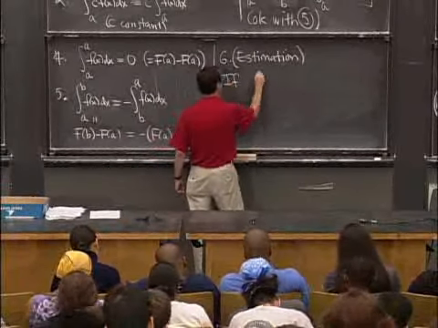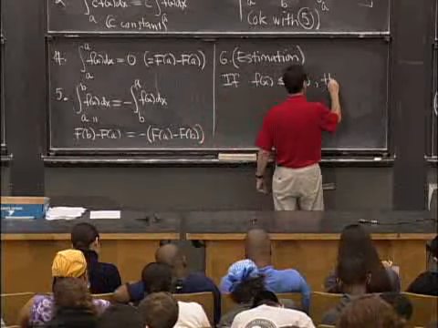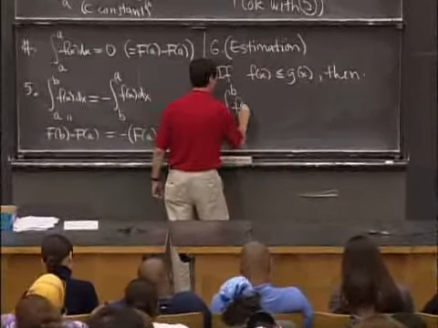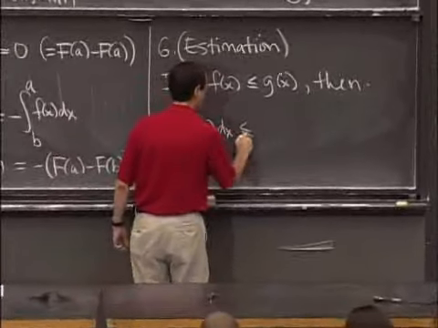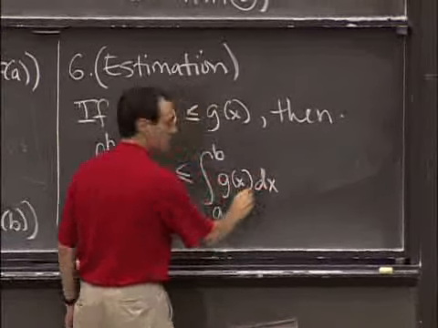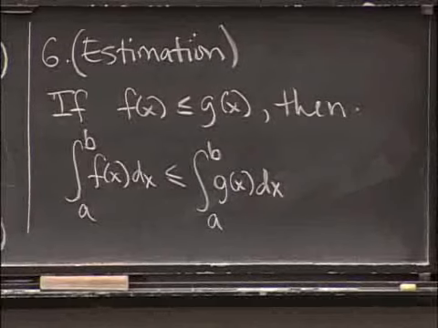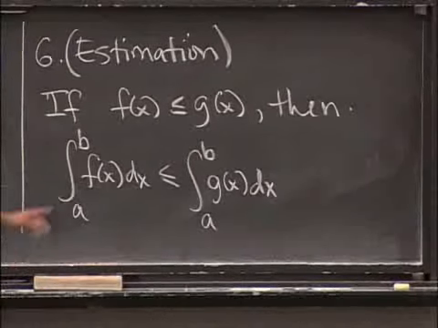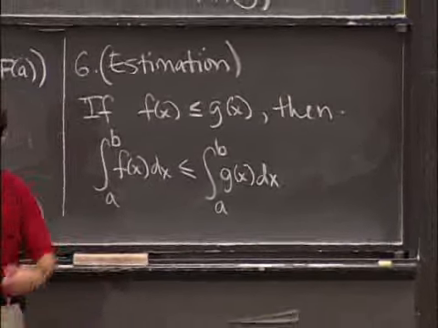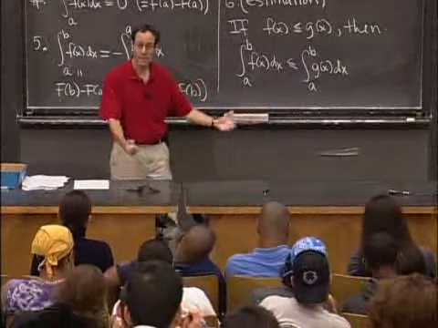If f of x is less than or equal to g of x, then the integral from a to b of f of x dx is less than or equal to the integral from a to b of g of x dx. Now this one says that if I'm going more slowly than you, then you go farther than I do. Okay? That's all it's saying.